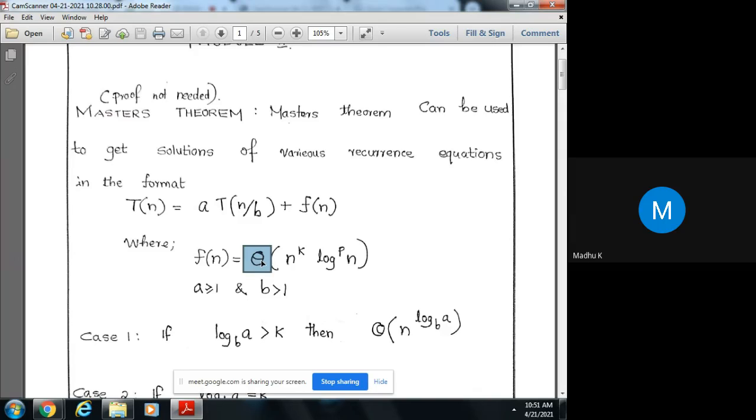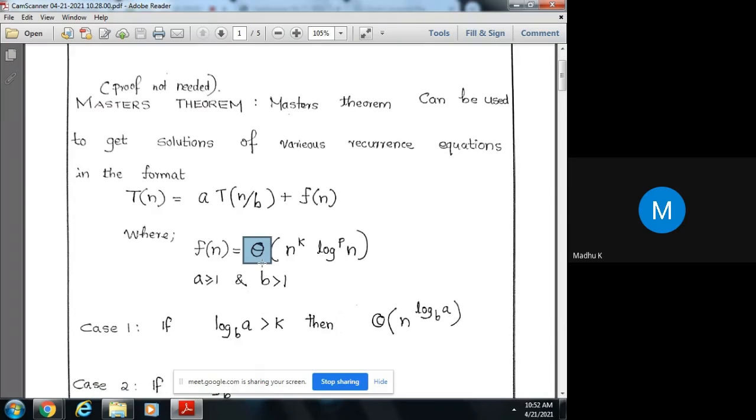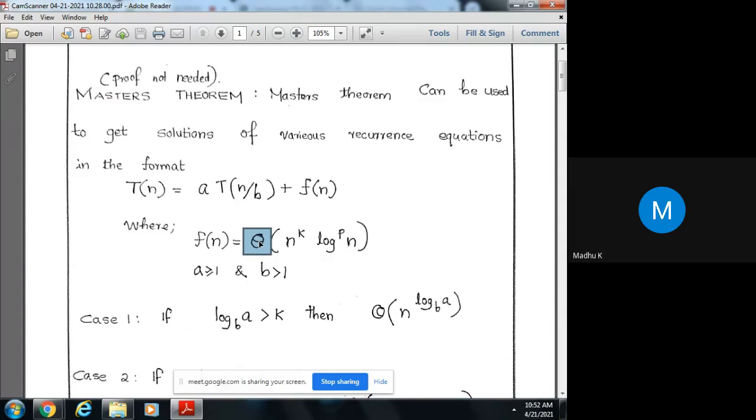We are using theta notation here. We will study in the next class which are the different asymptotic notations, so we don't want to bother too much about this now. f of n is equal to theta of n raised to k log power p n. Okay, this is a function.